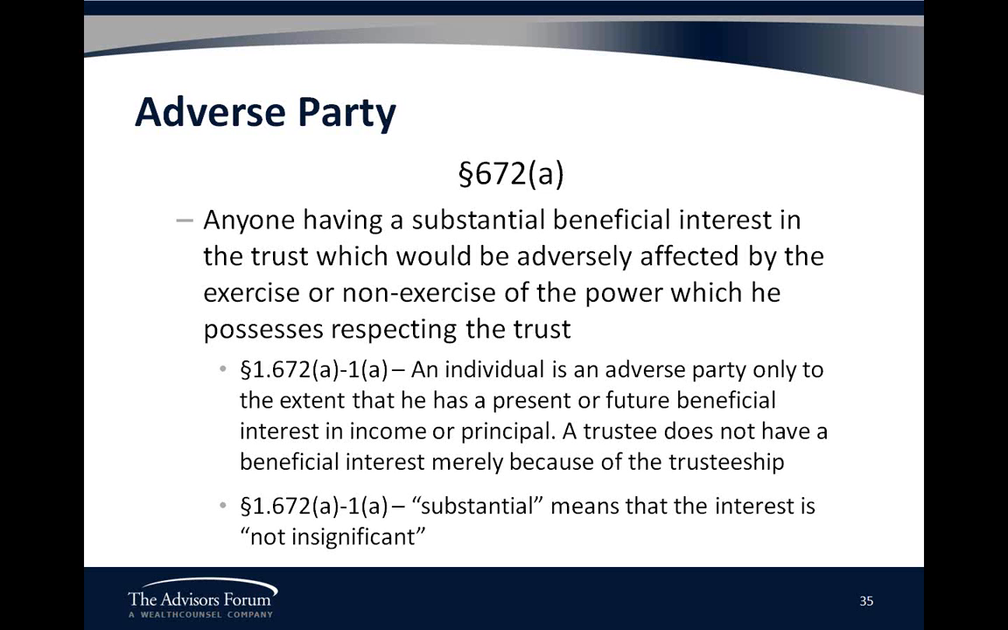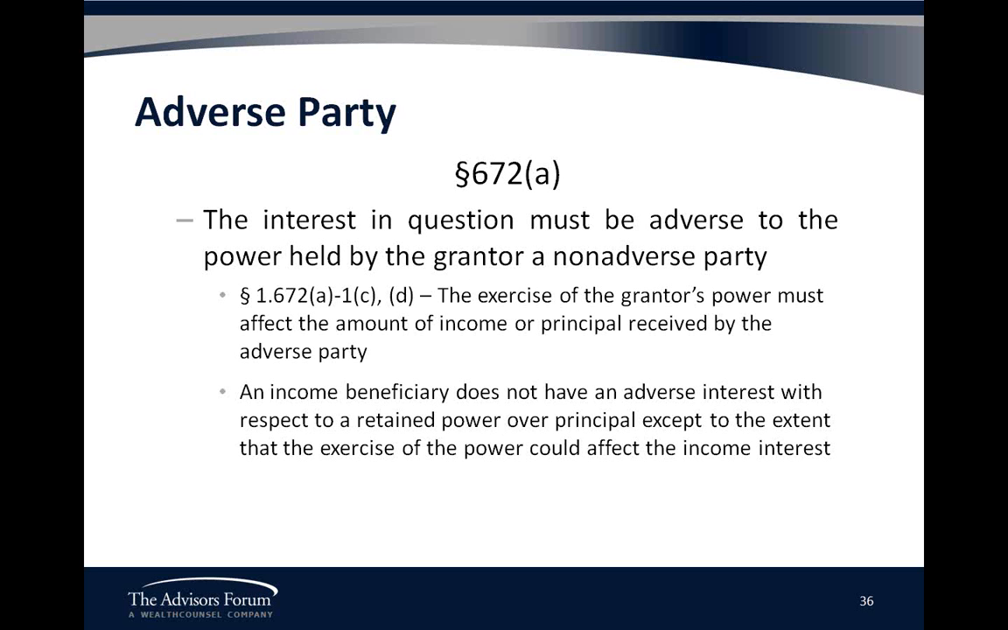Now, what's an adverse party? Here's the statutory definition under 672(a). If you benefit from the trust, whatever happens is adverse to you. That's a strange definition. Basically, you're a beneficiary, either contingent or remote. The exercise of the grantor's power has to affect the amount of income or principal received by the adverse party.